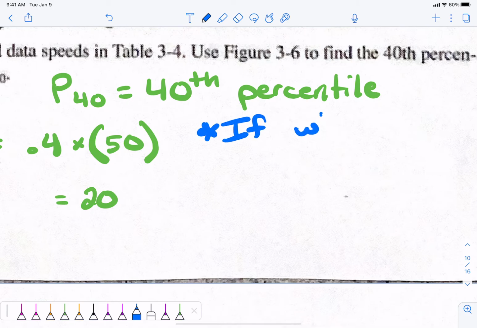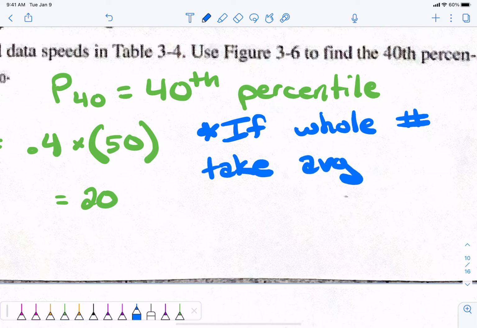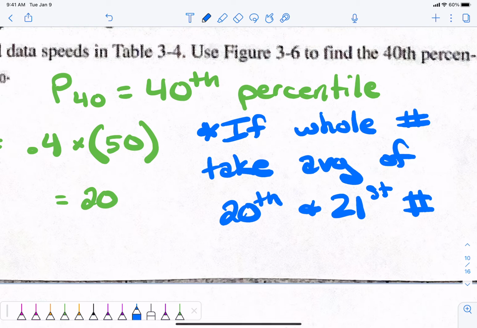If it's a whole number, you would take the average of the 20th and the 21st number. Since our number was 20, we would take that number and the next number and average them together to get a data value. Does that make sense? So if it's a whole number, it's actually a little bit more work than if it's a decimal number, right?